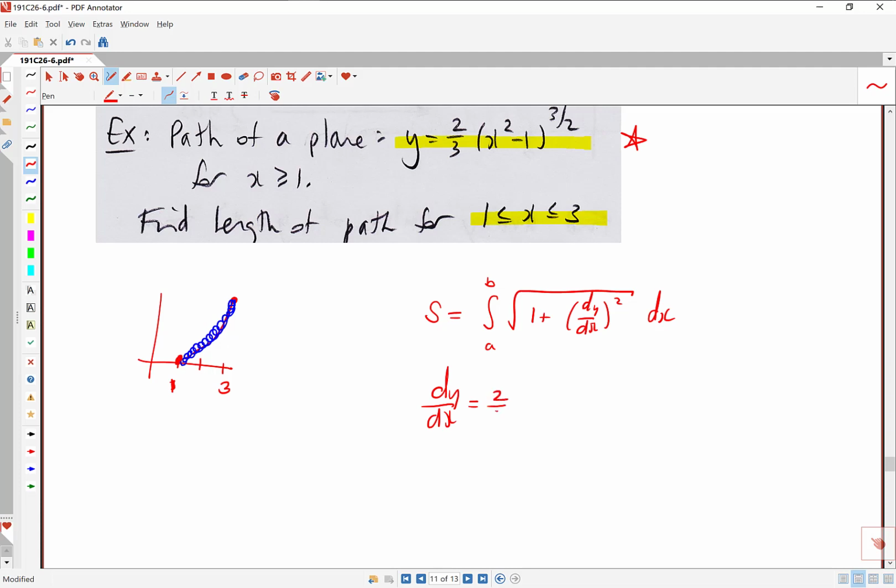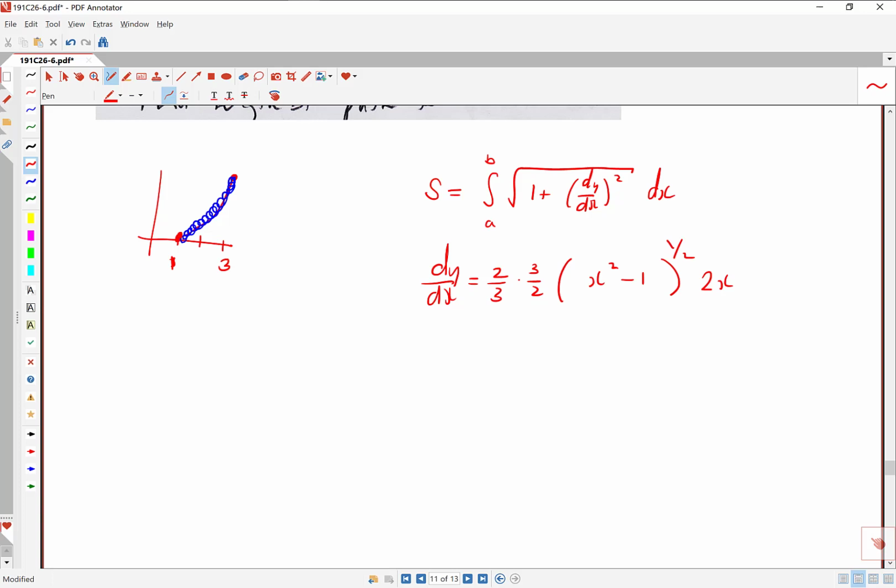So the 3/2 is going to come down in front and multiply with the 2/3. The power on the brackets there is going to decrease by 1, so it's now going to become 1/2. We're going to keep the inside function the same, and then we're going to multiply by the derivative of the inside function, so 2x. Okay, so that's a little refresher on the chain rule. It's been a while since we've thought about that. So all our constants out in front here are just going to cancel right out nicely, and we've got the square root of x squared minus 1 times 2x.